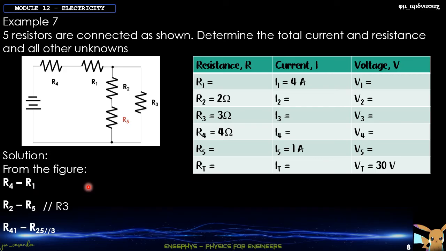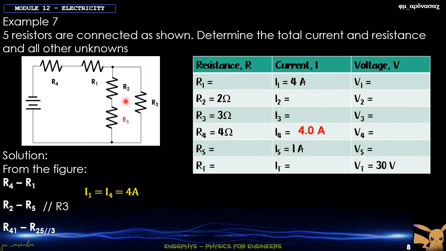Okay, so in that case, we have identified that R4 and R1 are in series, and in series connection, we know that the current for the resistors will be equal for each resistors. So we are given now I1, which is 4 amperes. Therefore, the current of resistance 4 should also be equal to 4 amperes. Okay, so let's fill up our table.